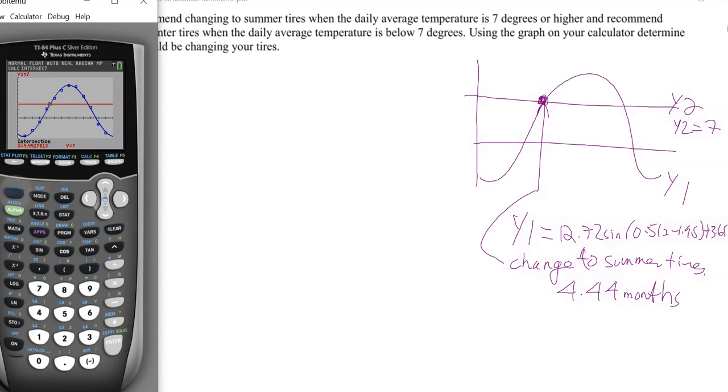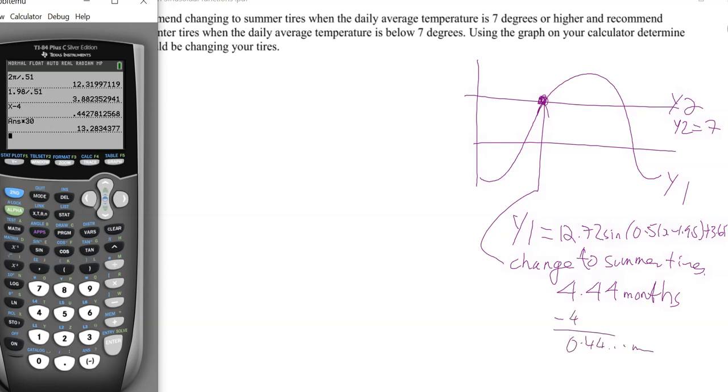So we can get out of the graph, second quit. I can take x, subtract off the 4. We're just doing it to the decimal part, right? April has 30 days, so multiply that by 30, and we got about April 13th.